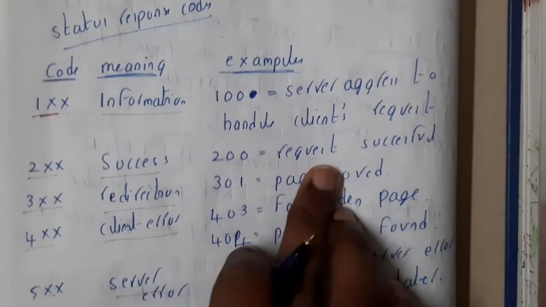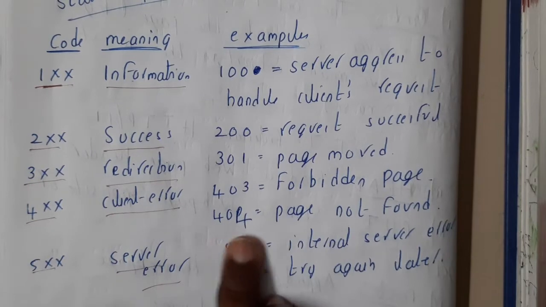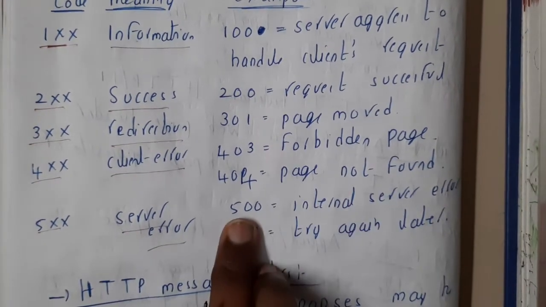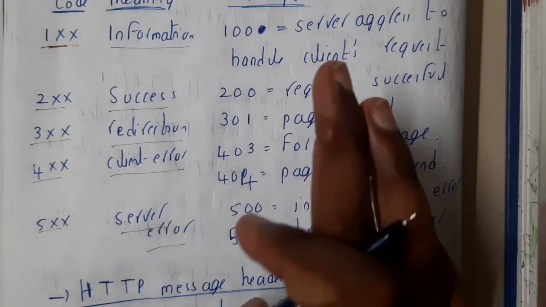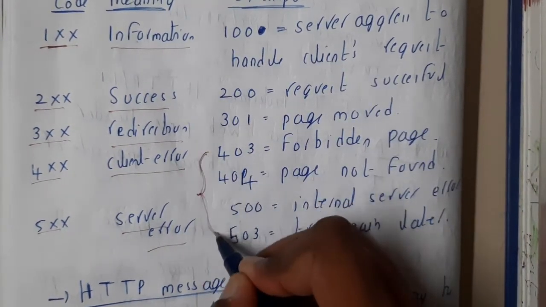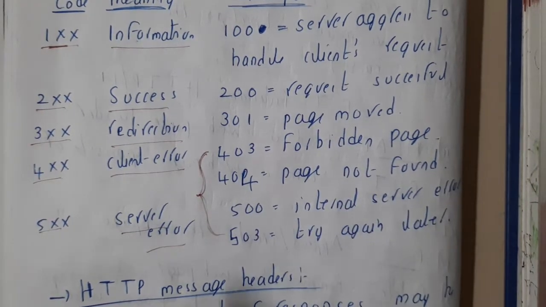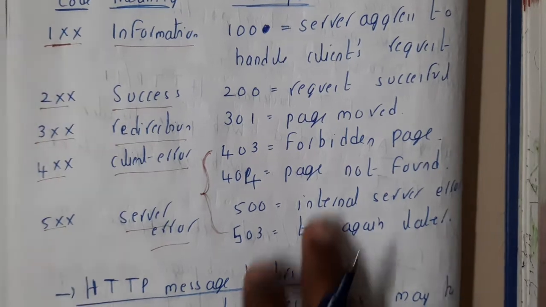Similarly, 200 is nothing but request successful. 301 is page moved. 403 is forbidden. 404 is page not found. 500 is internal server error. 503 is try again later. Guys, if you recall, most of these errors you observe in your day-to-day life, right? When you open a website which is busy, or if your internet is low, you'll be getting these errors.